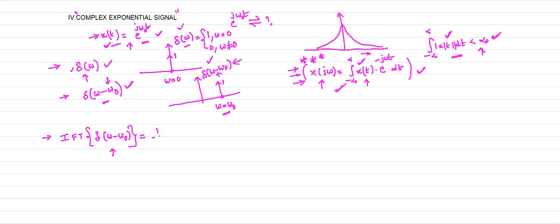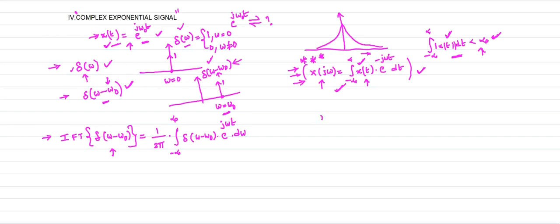Now what is the formula for this inverse Fourier transform? It is 1 by 2 pi, integral from minus infinity to plus infinity, of your signal, delta of omega minus omega naught, times e power j omega t. I just write the inverse Fourier transform formula. So this is your inverse Fourier transform of delta of omega minus omega naught.